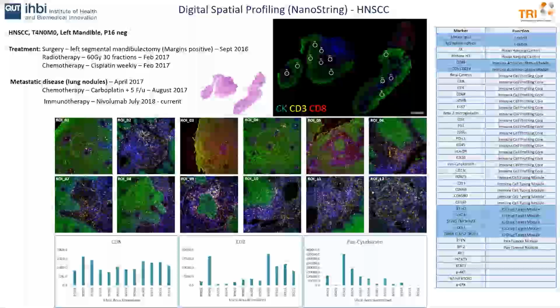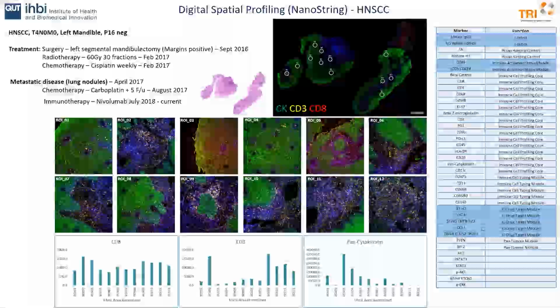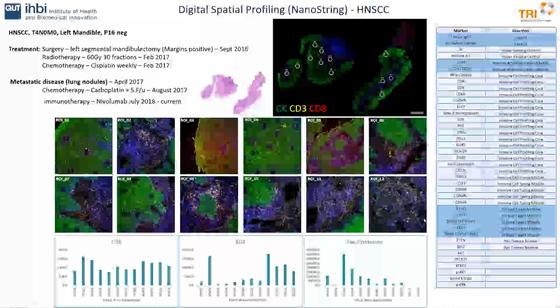So look at 12 regions of interest within this tissue, and these are the markers that we're profiling. So you're profiling across immune activation, immune cell profiling, drug targets. So you could look at all these other immunomodulatory targets, STING, IDO1, VISTA, OX40, and get that signal per region of interest and then measure across the tumor and see what that looks like.